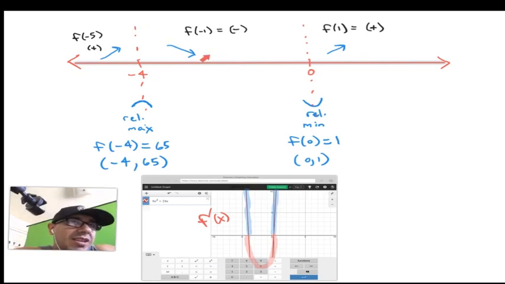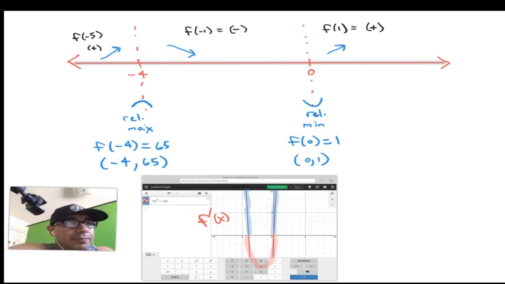Notice when the graph is increasing over here, and then at -4 hits its peak, and then it goes down, that's called a relative max. At -4, we have a relative max because our graph is increasing and then it decreases. So it has a maximum point, a relative max. To find that point, you take that -4, that critical value, and you plug it into your original function. That's how we get the 65.